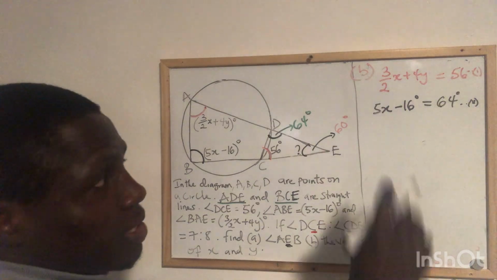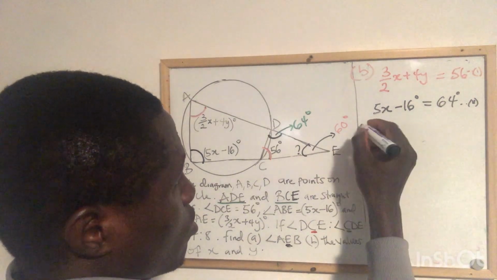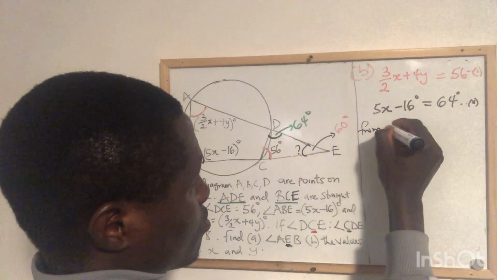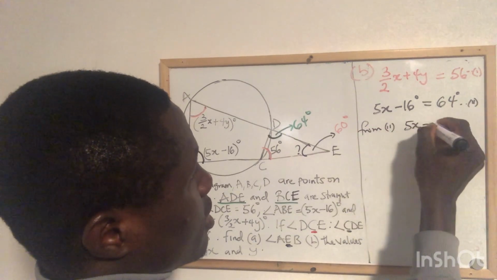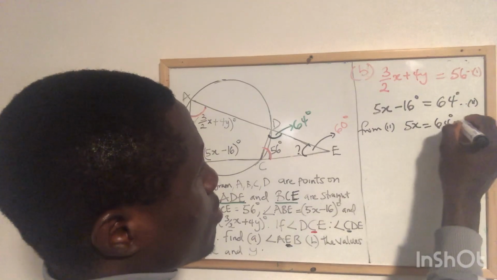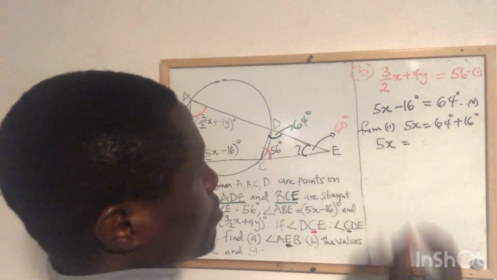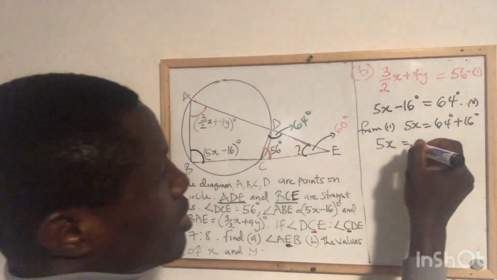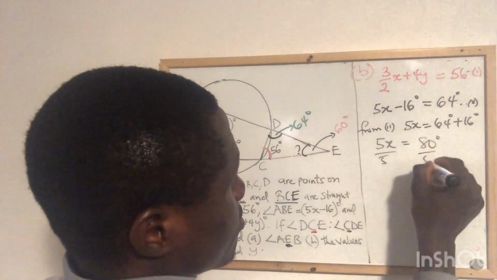So, considering the two, equation 1 and equation 2, you need to look at the one that you can start from. This is easy to start from. So I'm going to start from equation 2. From equation 2 now, I can easily find my x. 5x equal to 64 degrees plus 16. So 5x will be equal to what? This should be around 80 degrees. So divide both sides by 5.